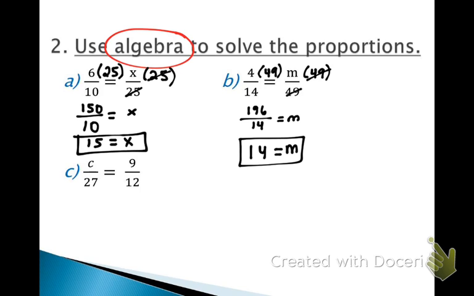Let's go to the next one. C over 27 equals 9 over 12, or C is to 27 as 9 is to 12. How do I get that C all by itself? Multiply both sides by 27. What you do to one side, you have to do to the other one, so do it to both. And I want you to find what C is. As you do this, you know that 27 over 27 is going to cancel out. What is 9 times 27?